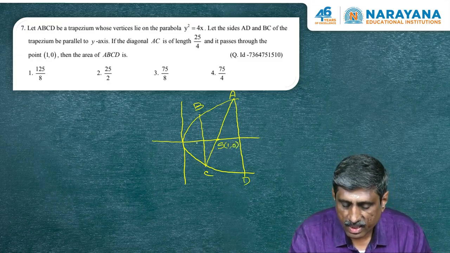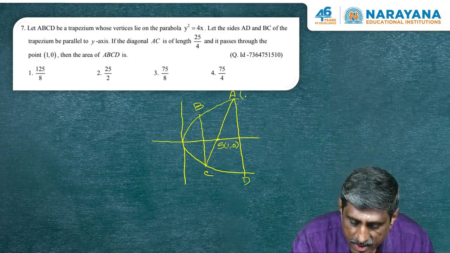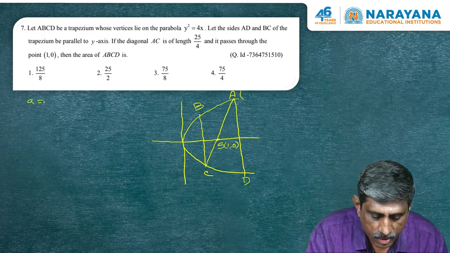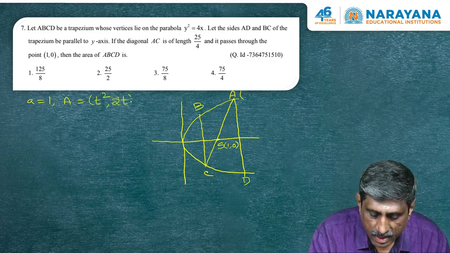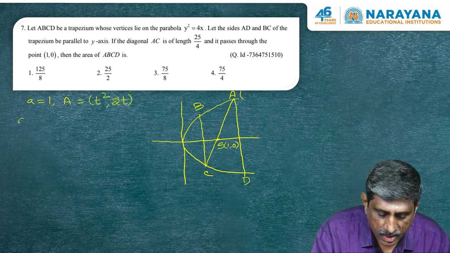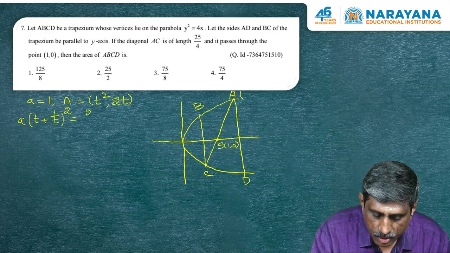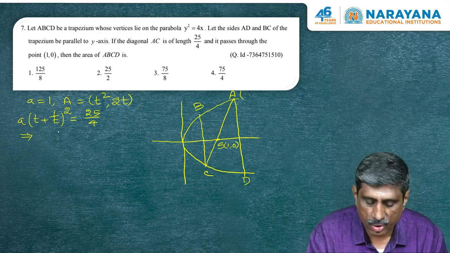So, clearly this is the trapezium whose area we are asked to find out. Let us take this point as (at², 2at), because a is equal to 1 here. So, I can take the point A as (at², 2at), and we know the length of the focal chord is a(t + 1/t)², which is given as 25 divided by 4. Because a is 1, we understand that (t + 1/t)² is 25 by 4.